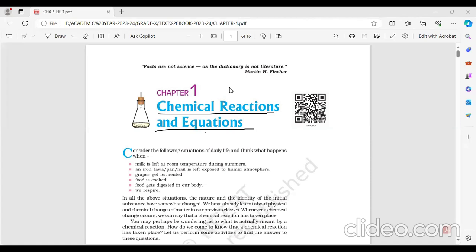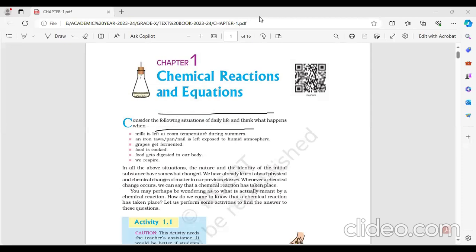Okay, grade 10 science. Now, first one, if you see here, it is given: consider the following situations in our daily life and think what happens when. The first example is given: milk is left at room temperature during summers.